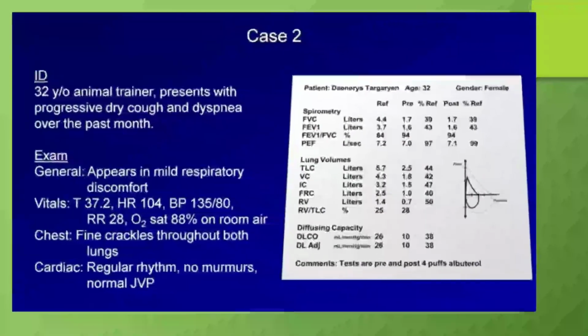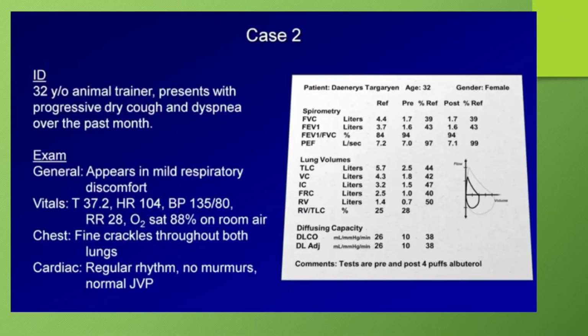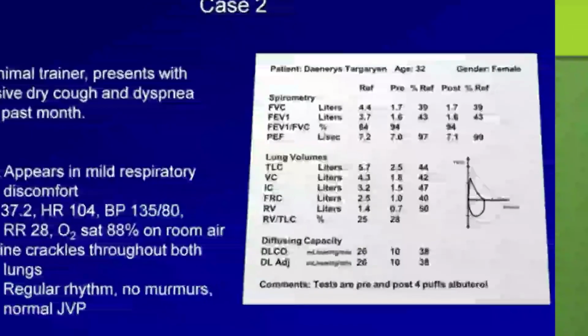Now come to case number 2, a 32-year-old patient who is an animal trainer, so an occupational hazard history is there. The patient presents with progressive dry cough and dyspnea over the past month. On general survey, there is mild respiratory discomfort, and the oxygen saturation level is low. In the chest, fine crackles can be heard throughout both lungs. The cardiac parameters are normal. Now come to the spirometry value.